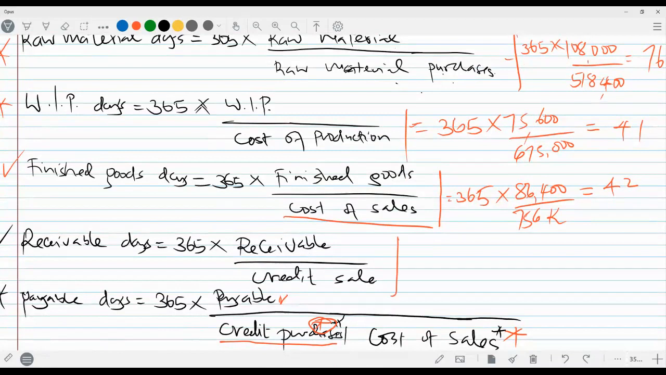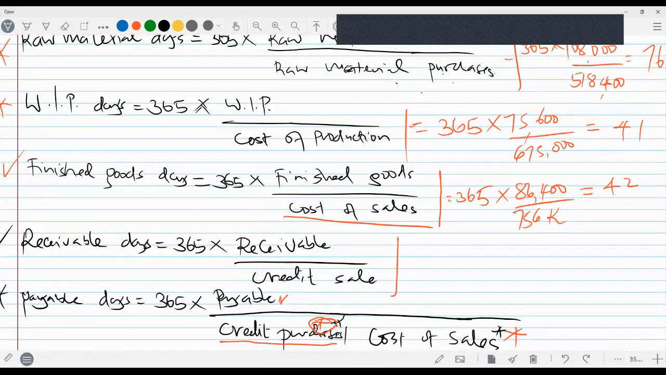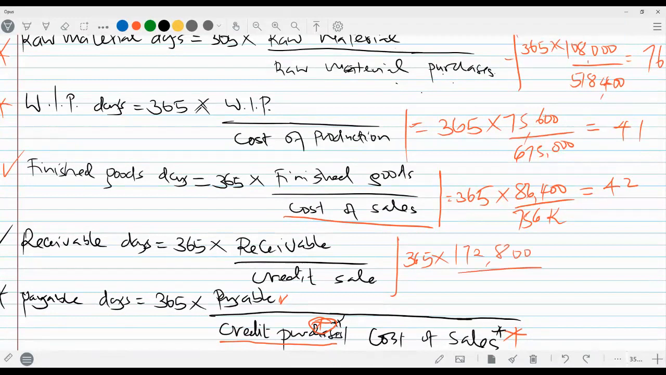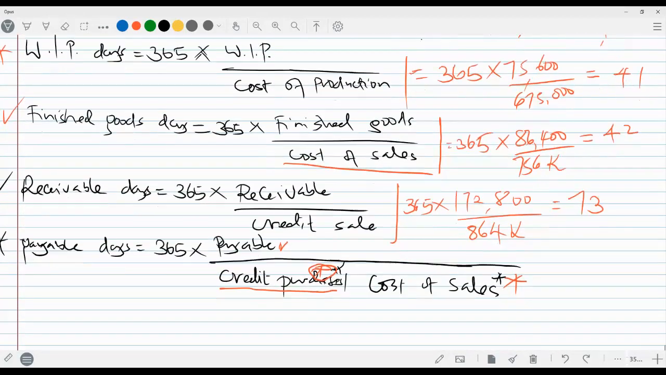Next, we get the days for receivable. That is the time difference between when the customer buys from you on credit and when they pay you. It is 65 days multiplied by the receivable, which is 172,800, divided by the credit sales. In this example, you were told these are just sales, not whether cash or credit. Therefore, we assume all sales were made on credit, equal to 864,000. That gives us 13 days.